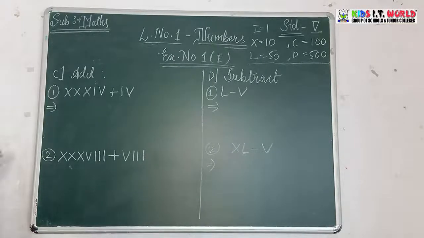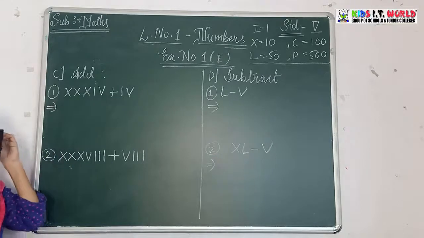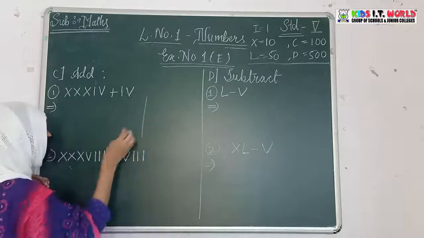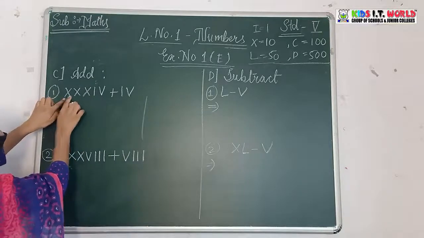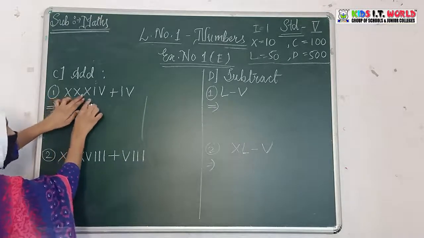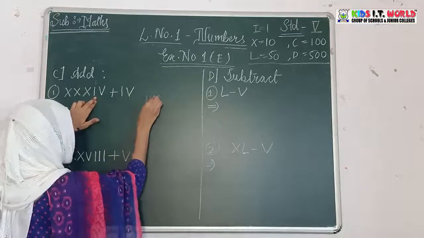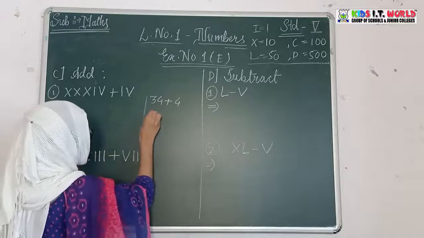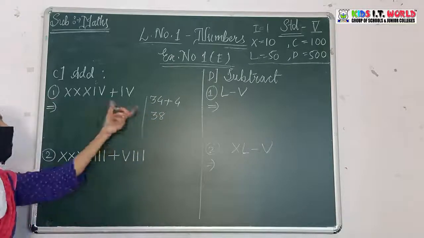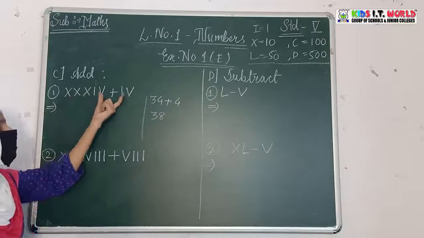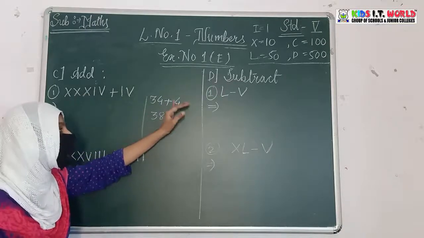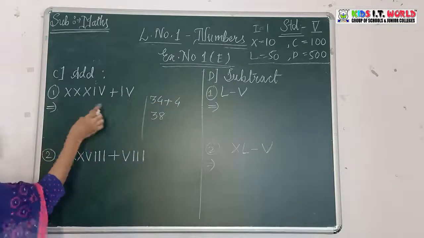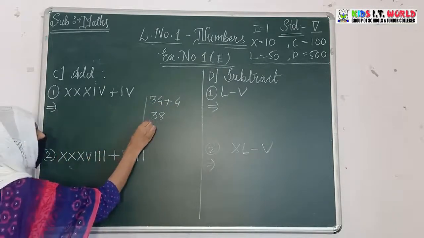Now here are Roman numbers and you have to add them. If you are not able to do it in a simple way, do rough work here. First of all, what is this? 10, 10, 10. This is 30 plus 4, so this is 34. And this is 4. So 34 plus 4 is 38. If you are not able to add the Roman numbers directly, you can convert them into Indo-Arabic numerals, then add the numbers, and whatever answer you find, convert it into Roman numerals. So our answer is 38.